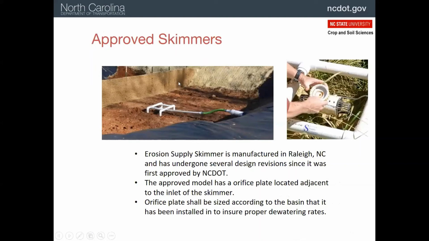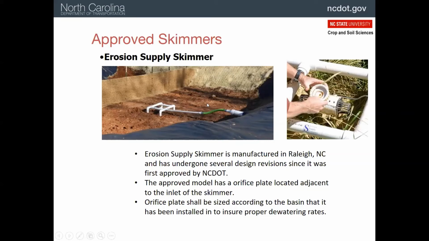The other one you see a lot of is the Erosion Supply skimmer. That's made in Raleigh by Erosion Supply, and they have a similar concept to the Faircloth skimmer, a little bit different. Notice they have 4 legs, and the idea there was that that would prevent it from sticking in the mud. They also have plugs, as you see here, so you can use the same skimmer on different basins with just different size plugs, and you'll get the drainage that you want.